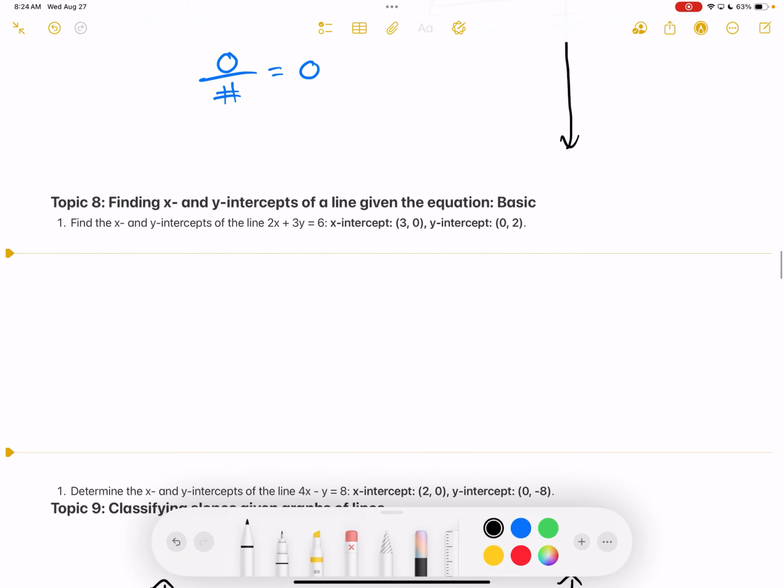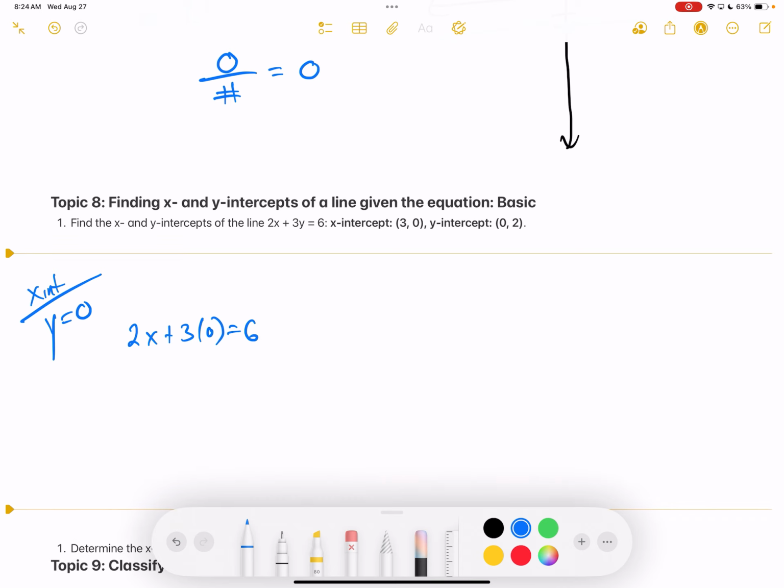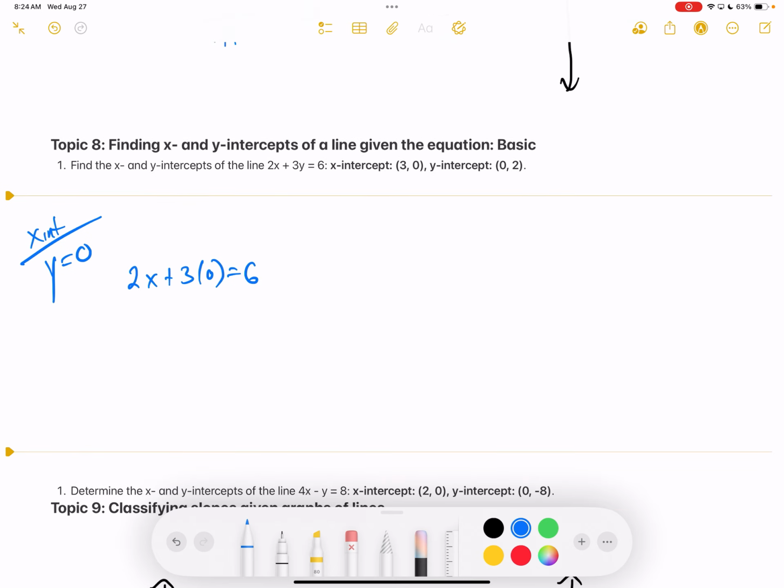All right, to find the x and y intercepts. To find the x-intercept, we said this already, you make y be 0. So I'm going to take this equation right there and make y be 0. So I do 2x plus 3 times 0 equals 6. I plug a 0 in for my y and solve for x. So 3 times 0 is just 0. So I get 2x equals 6. Divide by 2 and x equals 3. So my x-intercept is at (3, 0).